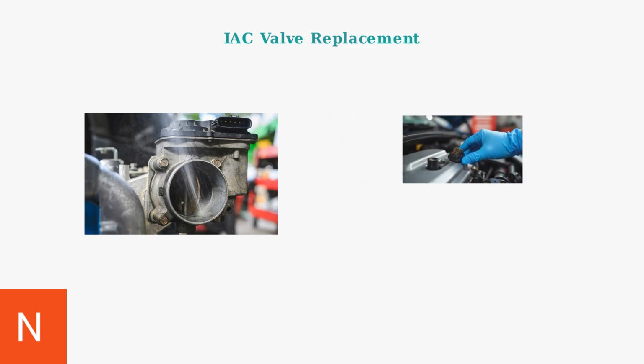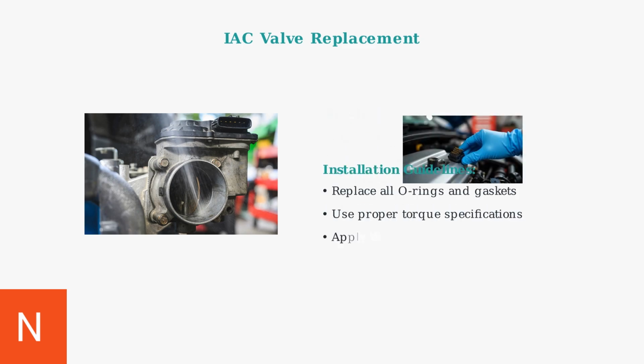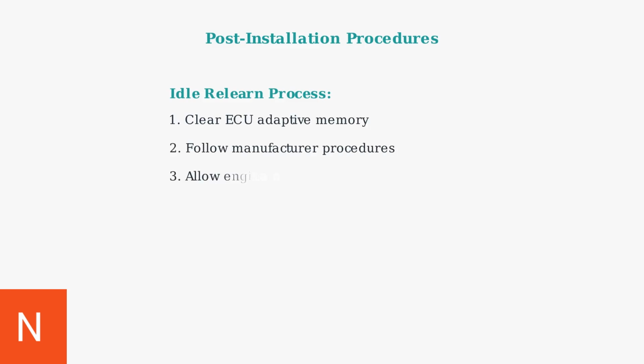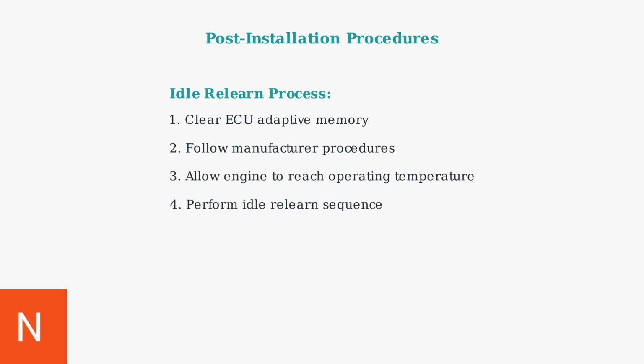During installation, always replace O-rings and gaskets to ensure proper sealing. Use correct torque specifications and apply thread locker to mounting bolts as specified by the manufacturer. After installation, perform the manufacturer-specific idle relearn process. This allows the engine control module to adapt to the new IAC valve and establish proper idle parameters.